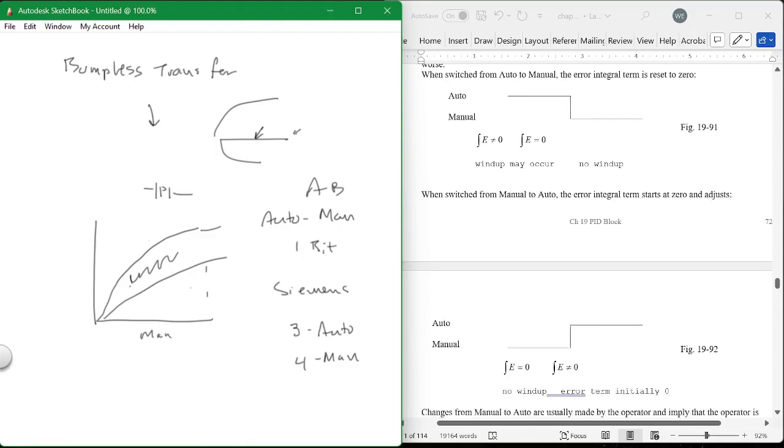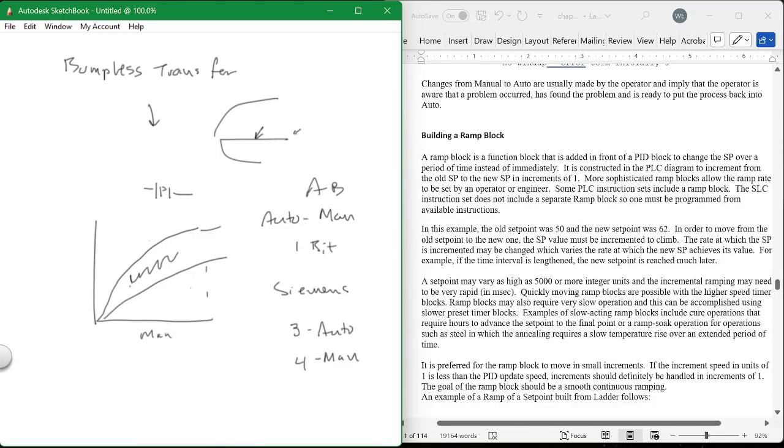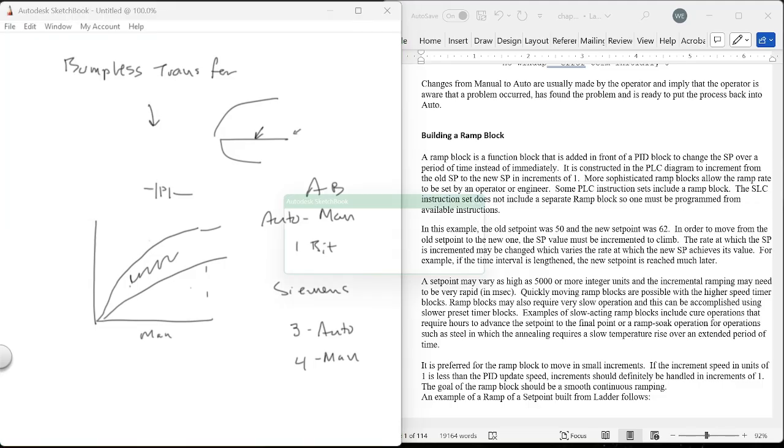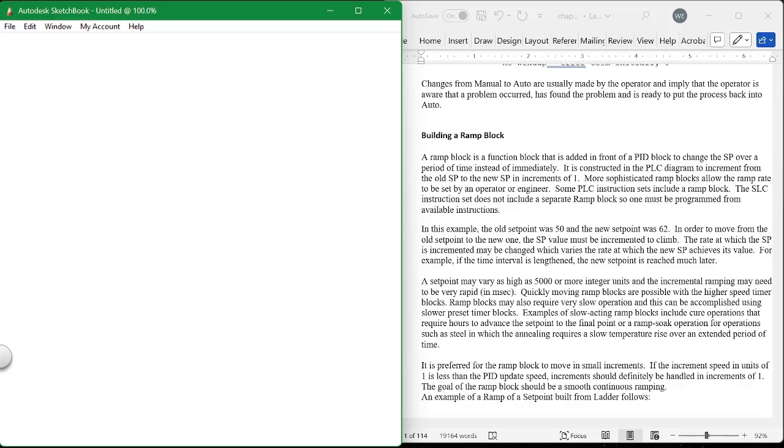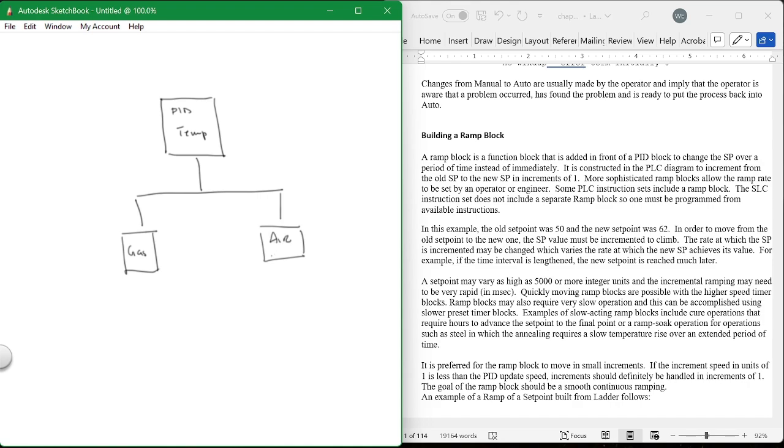So this is building a ramp block. Another feature is if you need to go from one set point to another. So here you're running a zone and you've got your temperature PID, and here's your gas and your air or oxygen, either one. And let's say you're going from set point 1 to set point 2.